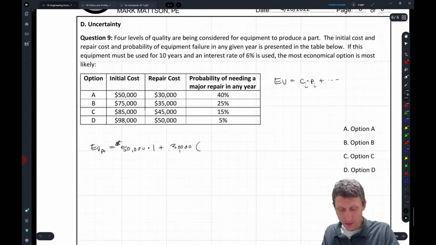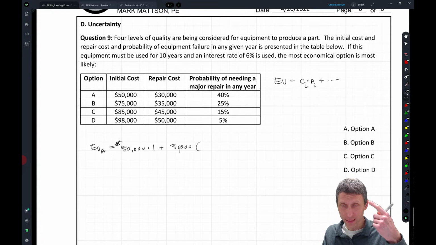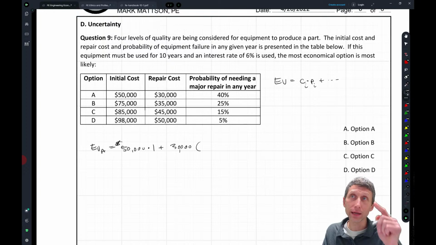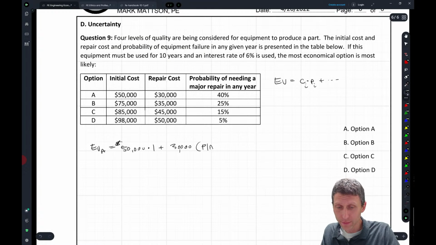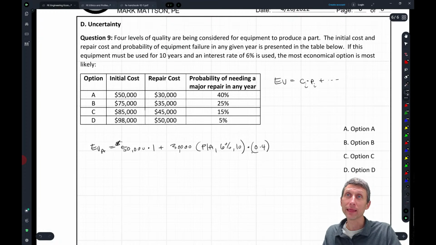Times basically, let's think of this as we're going to spend $30,000 every year. So I'm going to say P given A, an annualized cost at 6% over 10 years. But this is where the probability comes in: there's only a 0.4 or 40% probability that we're going to pay that cost every year. So we look at it as a cost every year, but we're only going to do it with a 40% chance. So we're going to reduce that by its probability.